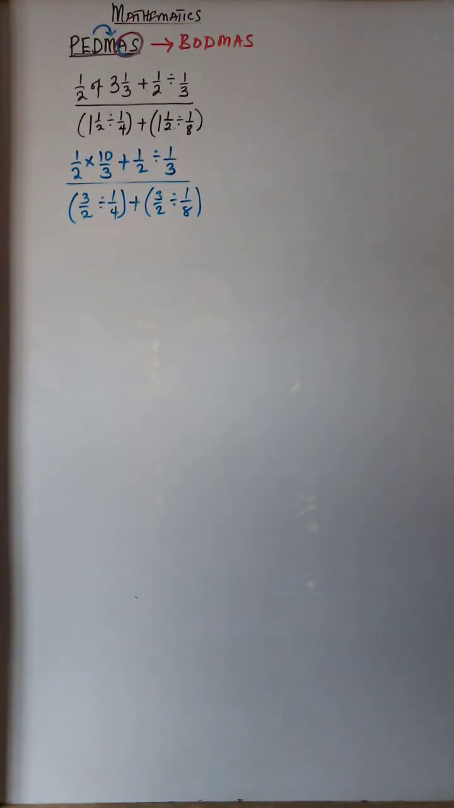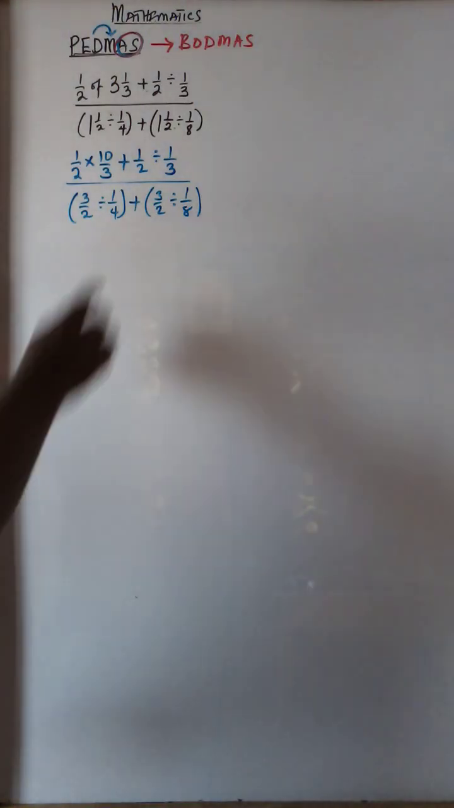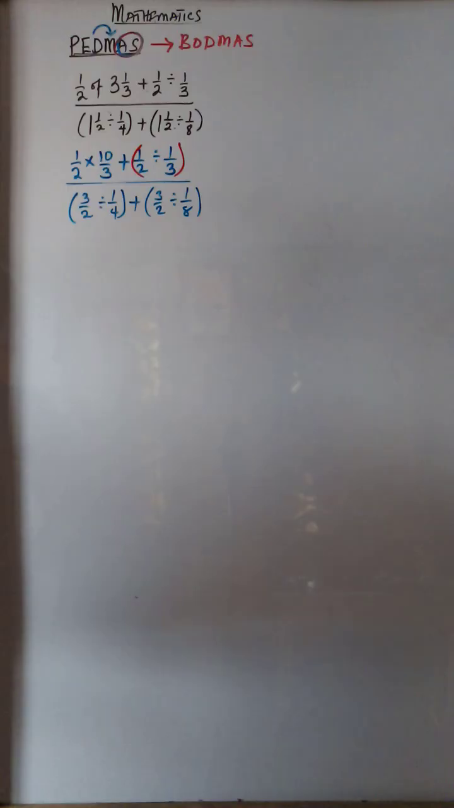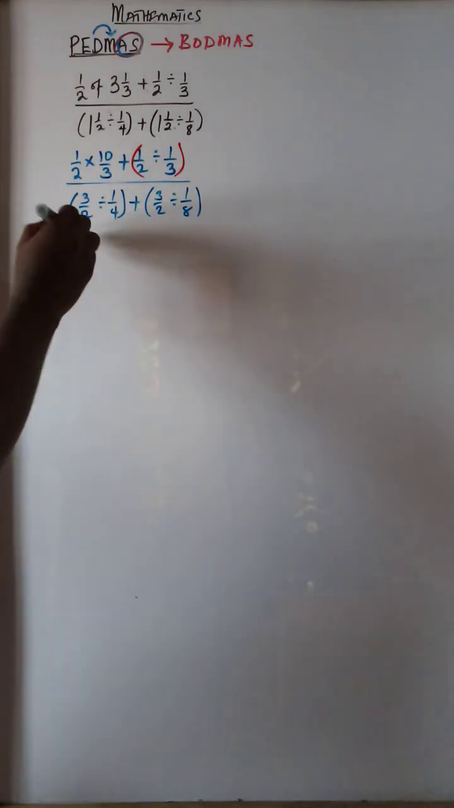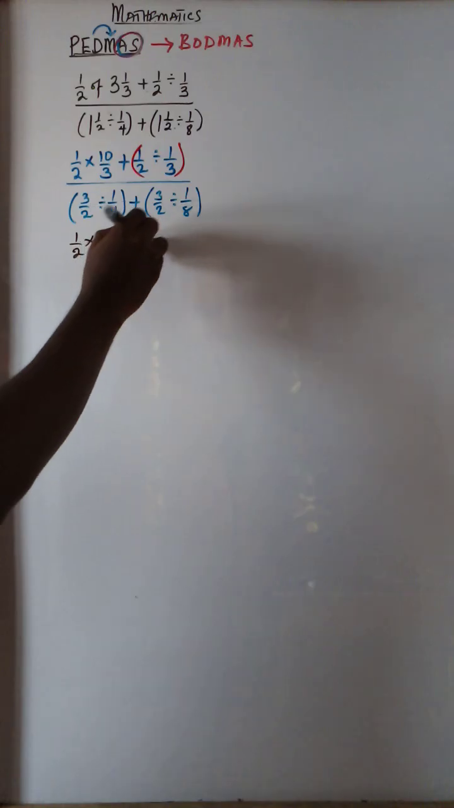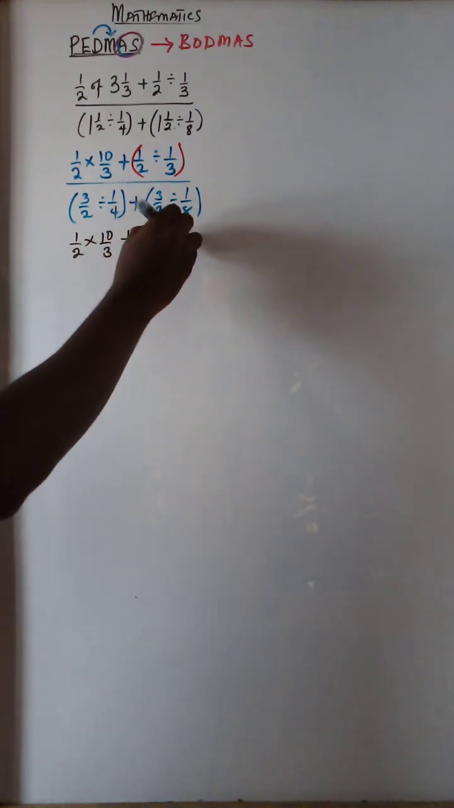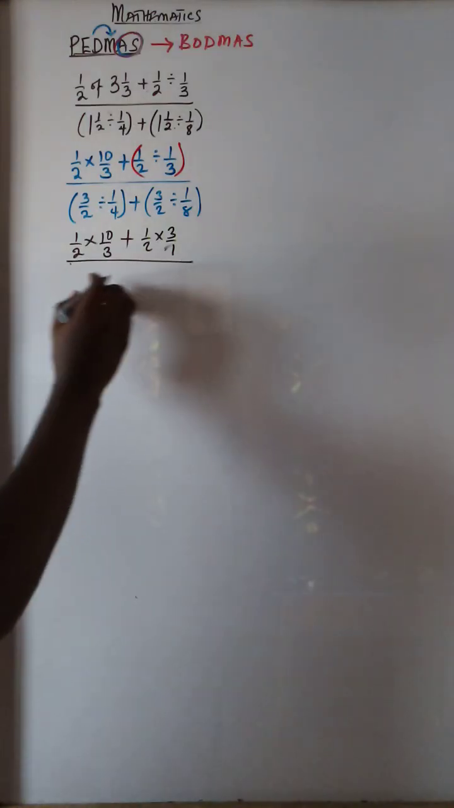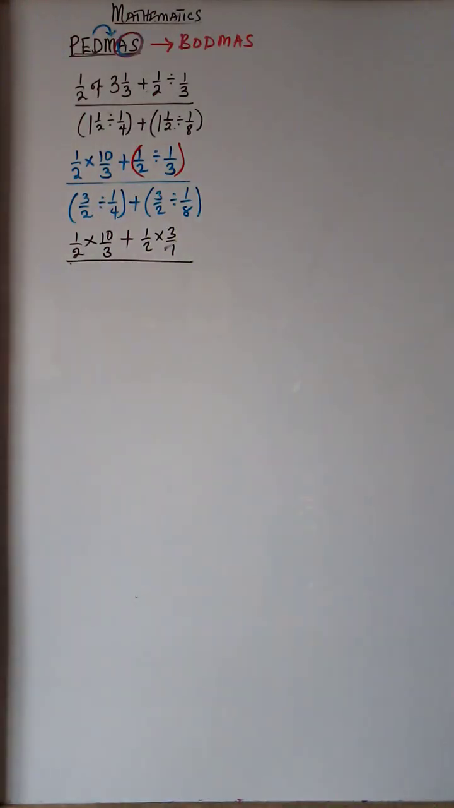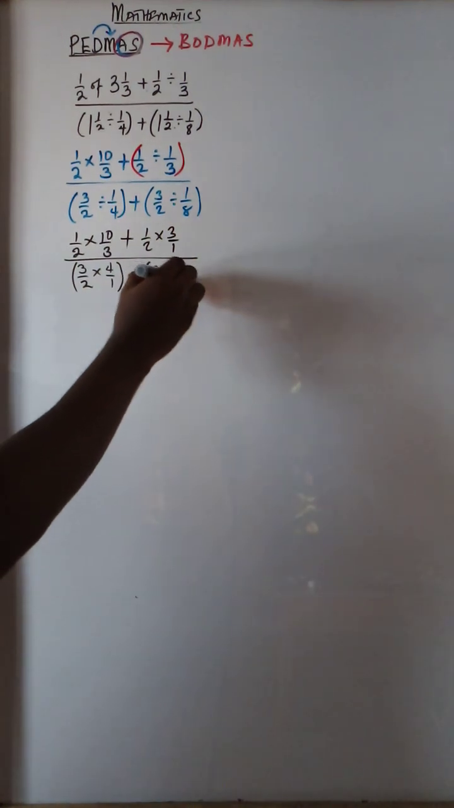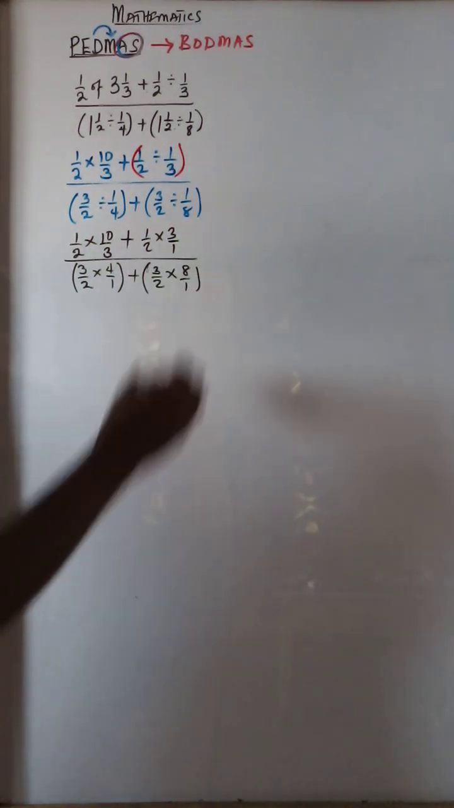What next? Let's turn all the division to multiplication. Here we have division here. So this one, we'll do this one first. So what are you going to do here? So this is 1 over 2 times 10 over 3 plus 1 over 2 times 3 over 2, 3 over 1 rather. Then over here we are going to have 3 over 2 times, then we have 3 over 2 times 8 over 1. So we can continue.